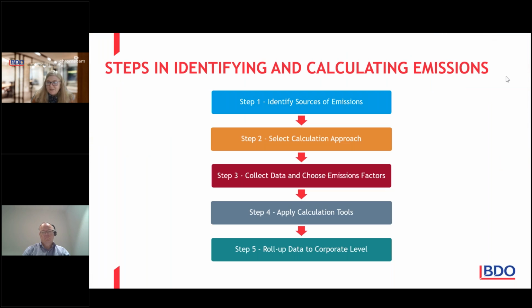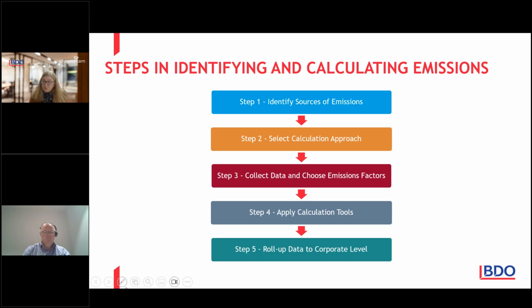So first of all, we've said in the past when we looked at Scope 1 and Scope 2 that there's certain steps in identifying and calculating emissions. So step 1 is to identify the sources of the emissions. Then in step 2, you select your calculation approach. In step 3, you collect your data, which can be very time consuming, especially in Scope 3. And then again, a very difficult aspect is choosing appropriate emission factors. So having the data and matching it up with appropriate emission factors is very difficult, and that's where software is often somewhat useful. Step 4, you apply the calculation tools or the software, and in step 5, you roll it up to a corporate level.